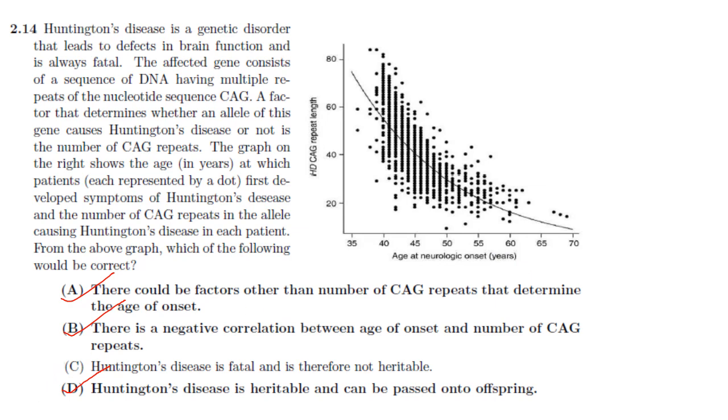Then Huntington's disease is fatal and is therefore not heritable. It is a heritable disease. Huntington disease is heritable and can be passed on to offspring. So option D is also correct. So options A, B, D are correct.